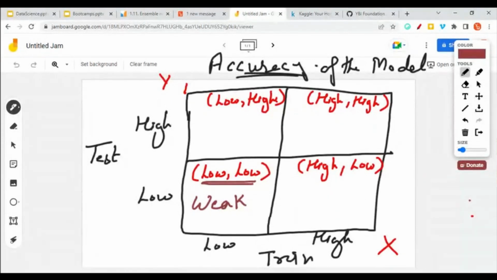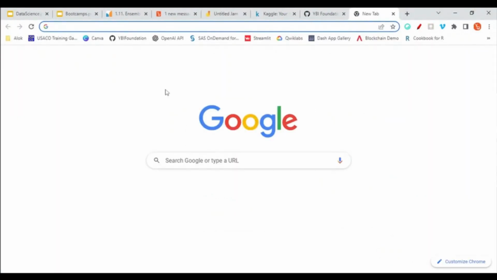When we have high in train and low in test, ye model kaun sa hota hai? I know many of you already know. Ye kaun sa model hota hai? When the training sample accuracy is high, but in the test sample, out of sample or new data set, accuracy is low, what type of model is this called? Main thoda recall karaun? May I recall?